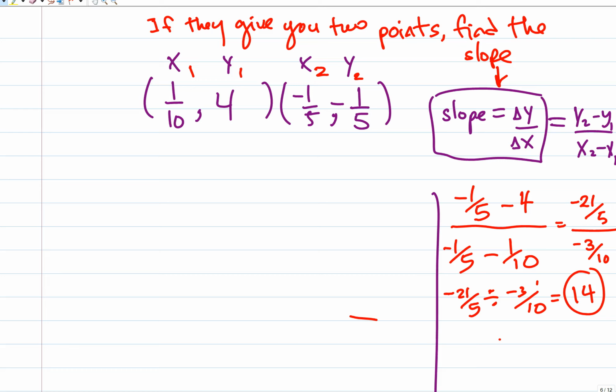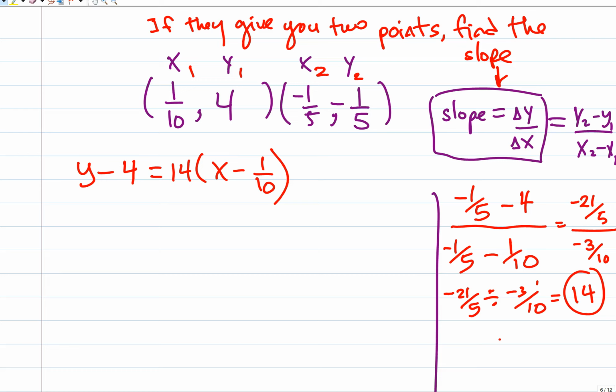Now, how could I write the equation? We've got a slope now, right? How can I write the equation? y minus, what's my y1? Is equal to m times x minus. And that may be your answer if they want it in points or slope, what's that called? Point slope form. And you type that in, hit enter, and then apply, and you're all happy, right?